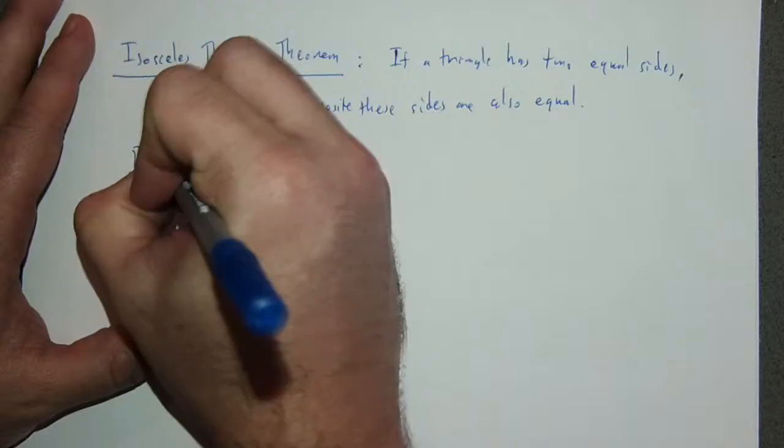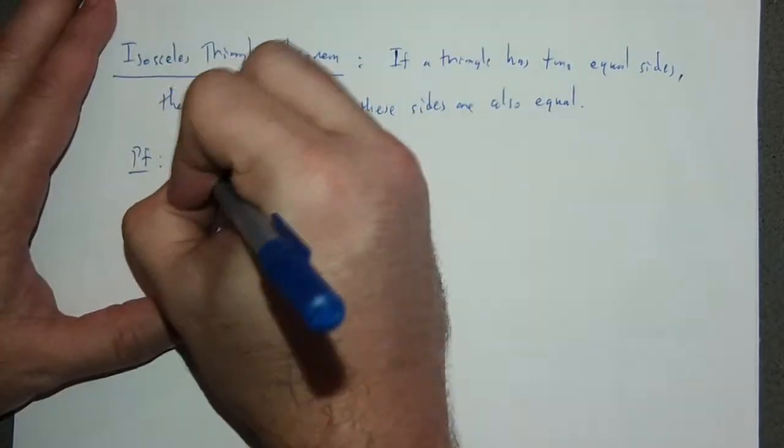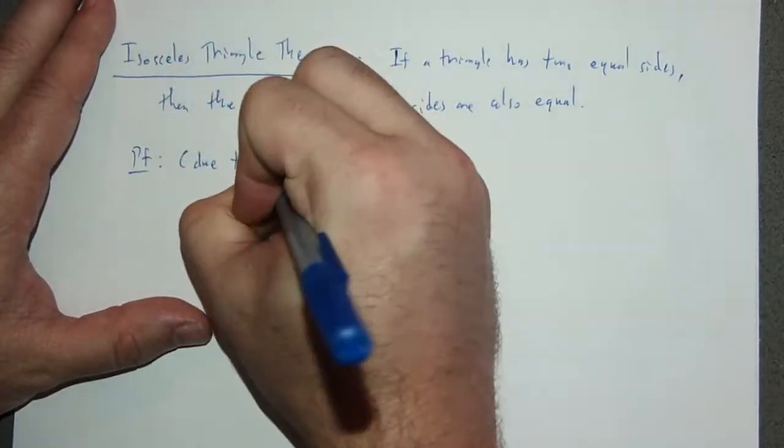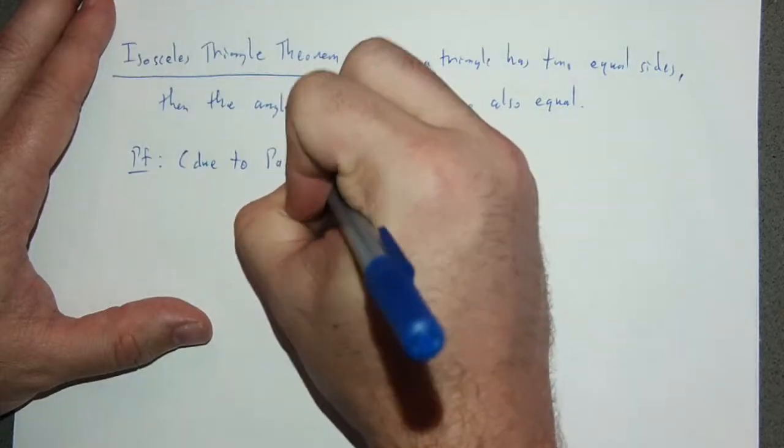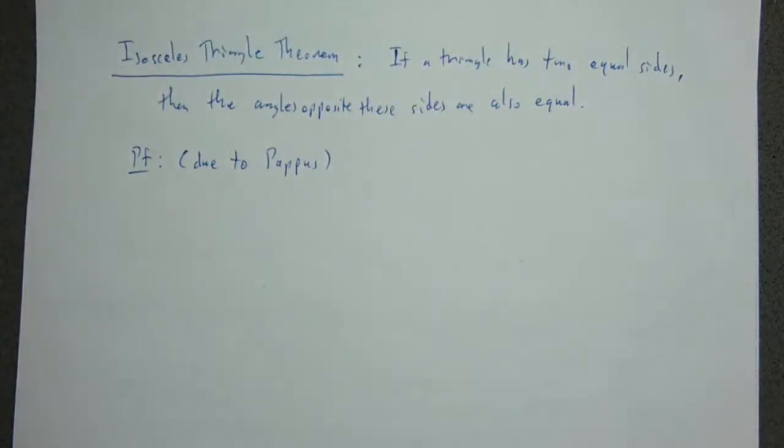So let's prove this. This is a proof due to Pappas. You're going to recognize his name in your homework, and throughout the course I'm going to be referring to Pappas. Pappas is basically the last geometer that knew what he was doing before the Middle Ages. There was a giant gap of about 1,000 years after Pappas where no one knew what was going on. So what was Pappas's proof?